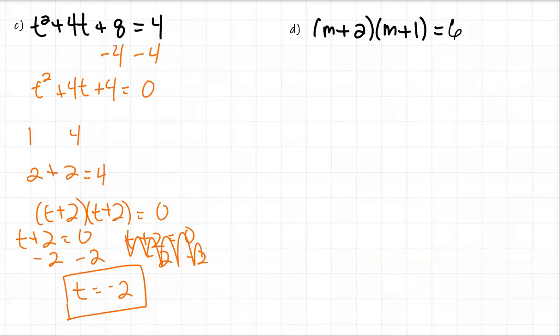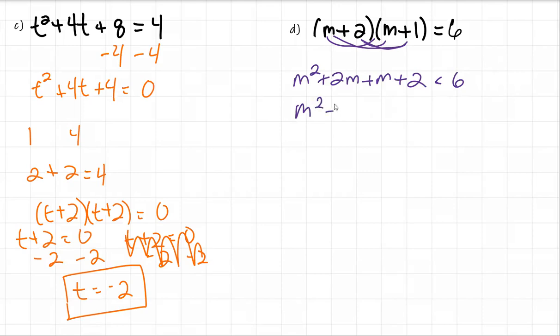So if we multiply that out, this becomes m squared plus 2m plus m plus 2, right? Hopefully you're okay with doing that multiplication now. Go watch the first few examples again if you're still a little uncomfortable with the multiplication. Equals 6. Clean this up a little bit: m squared plus 3m plus 2 equals 6.